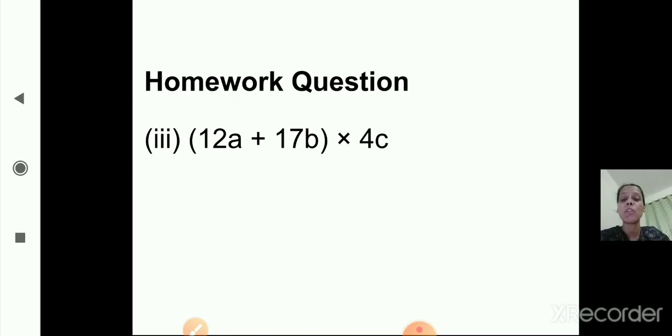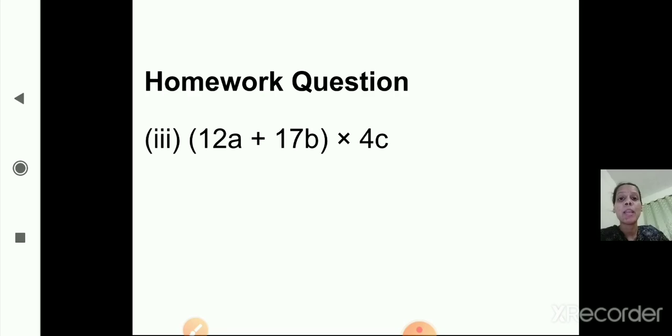Now this is the homework question. Third sum from practice set 35, question number 1. This you will solve on your own in your maths classwork. So this is the question. Please write down this question in your notebook: 12a plus 17b in brackets, multiplied by 4c. Here we have to do multiplication of a binomial by a monomial.